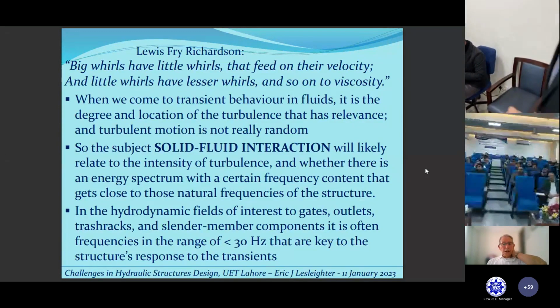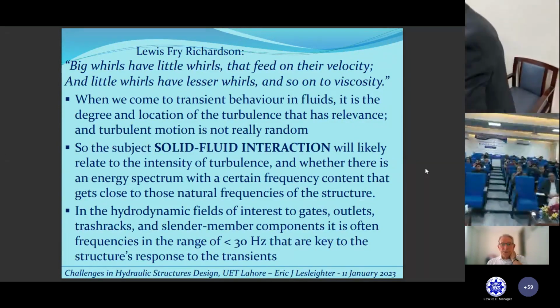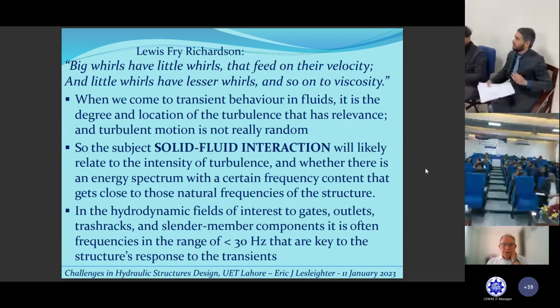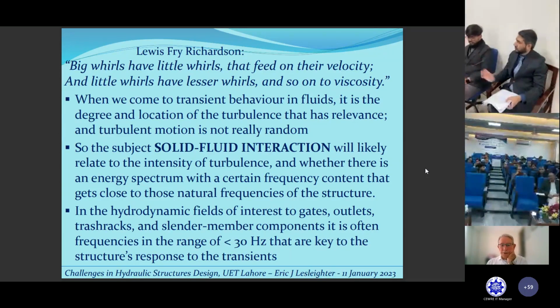Solid-fluid interaction will likely relate to the intensity of turbulence. The energy spectrum has certain frequencies which are important in the design of hydraulic structures. In the hydrodynamic fields, there are frequencies of interest in the design of gates, outlets, trash racks, and slender members. Frequencies less than about 30 hertz are usually important in the design of hydraulic structures.